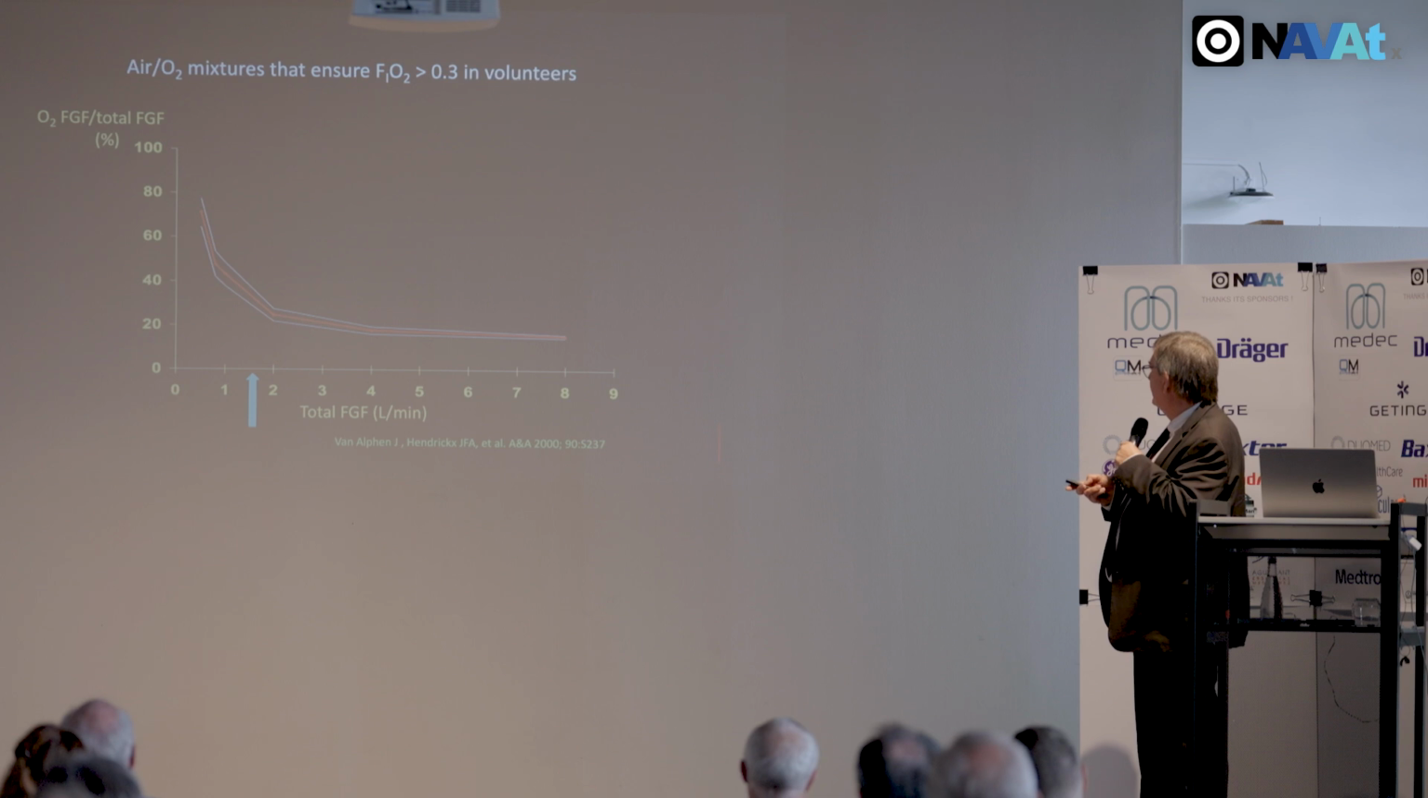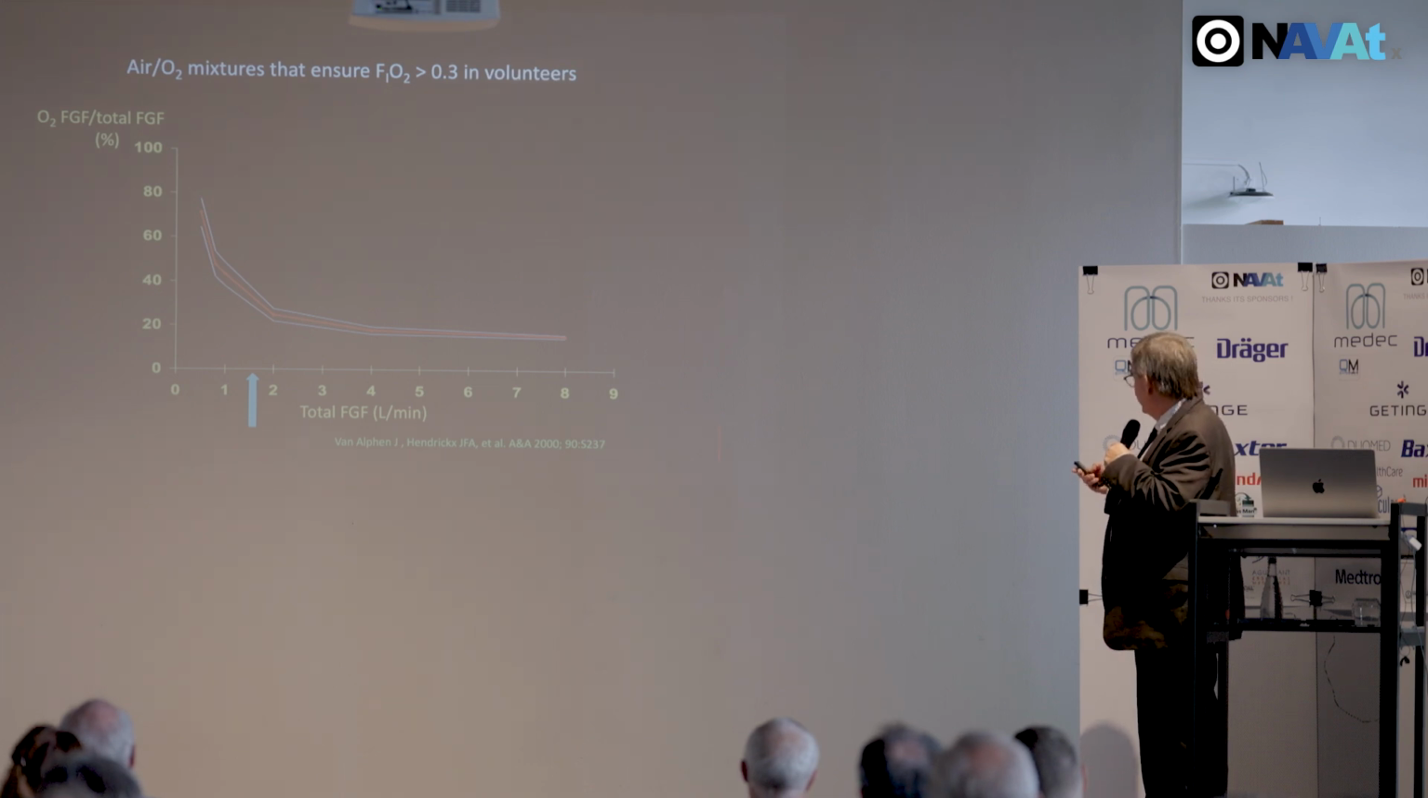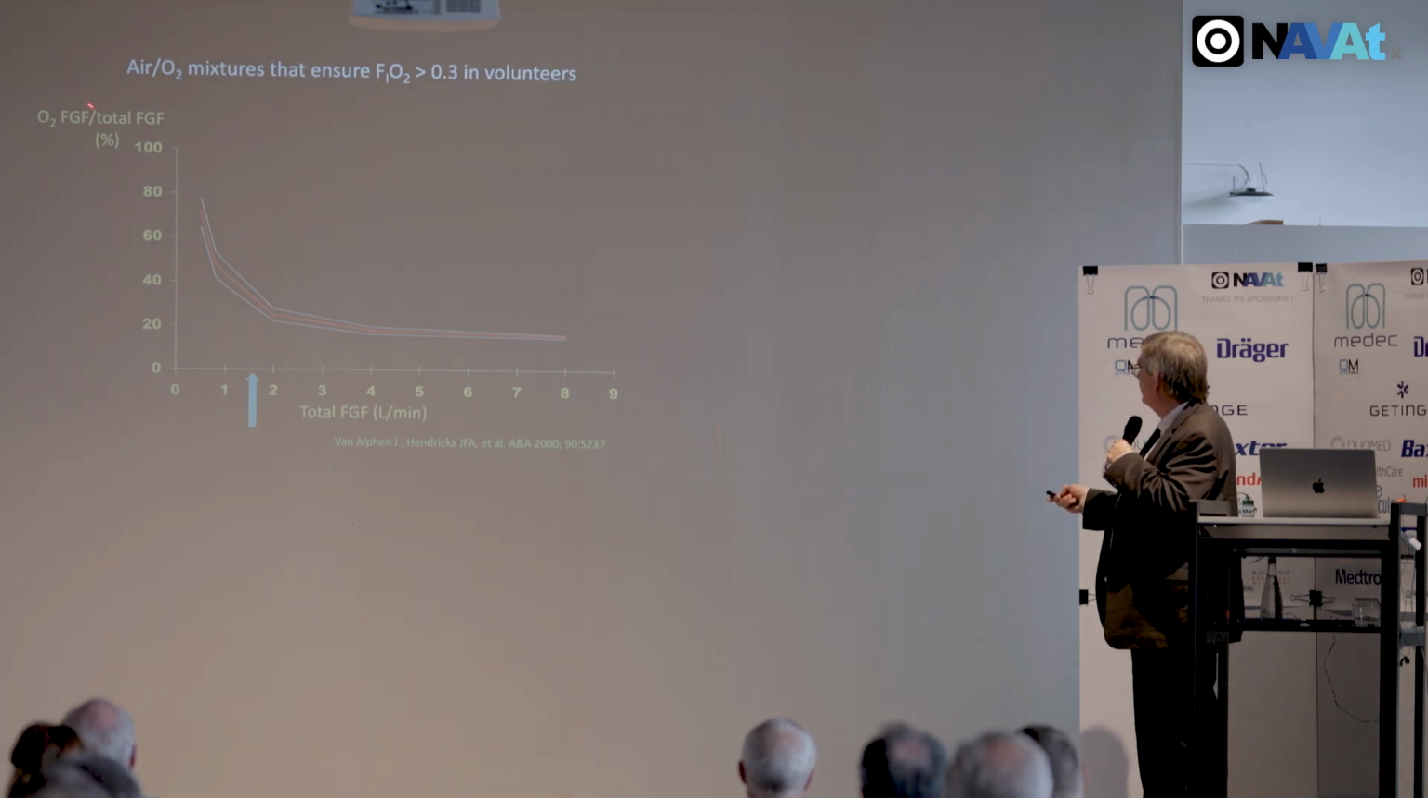So how do we manage that? Well, let's say you want to maintain an inspired oxygen concentration at 30%. As you lower your fresh gas flows, you will have to increase the proportion of oxygen in the total air-oxygen mixture to make sure that you maintain this 30%.